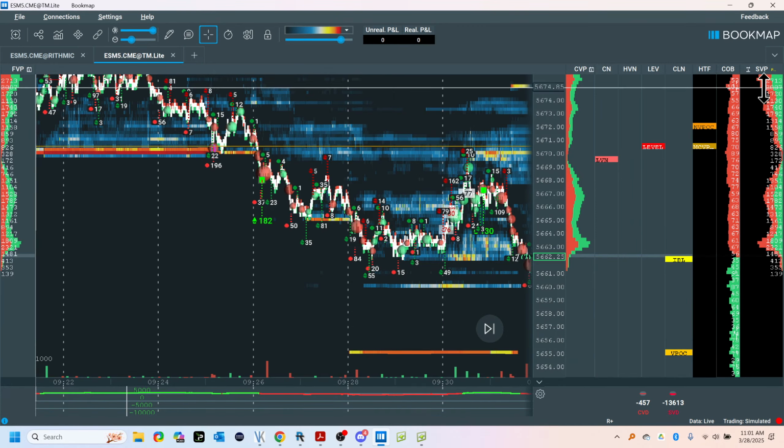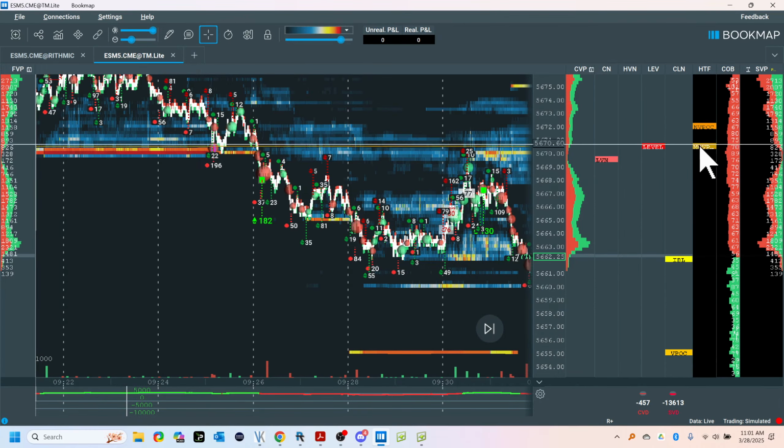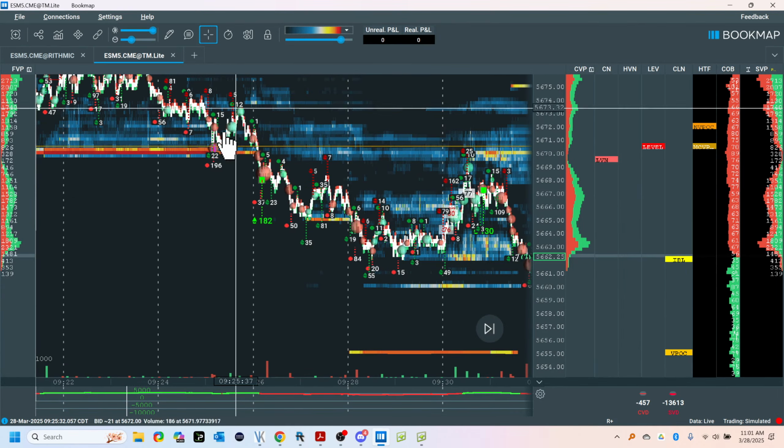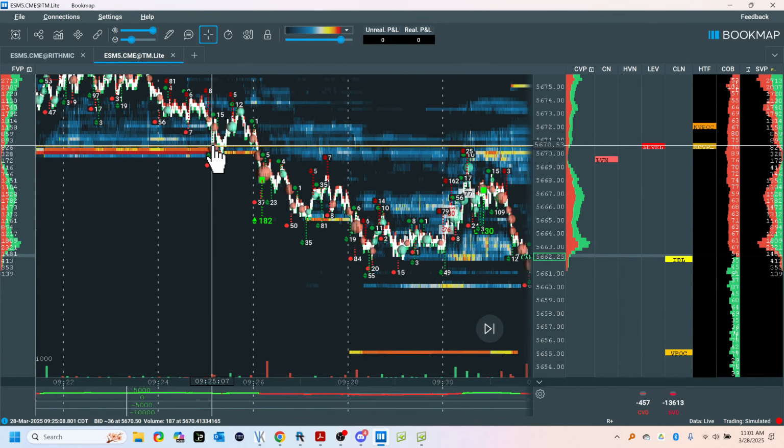And just to add a little more sweetness, I'm below the naked volume point of control and the micro composite volume point of control. And this. Can you guys see the pieces? Are you guys tracking?